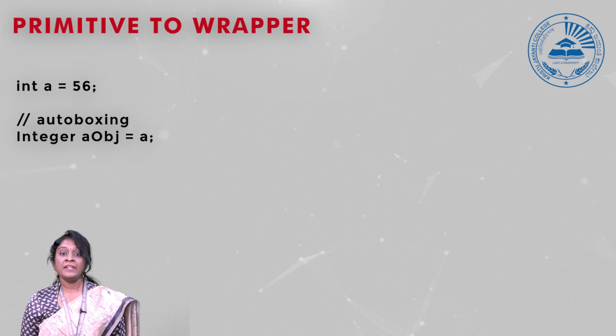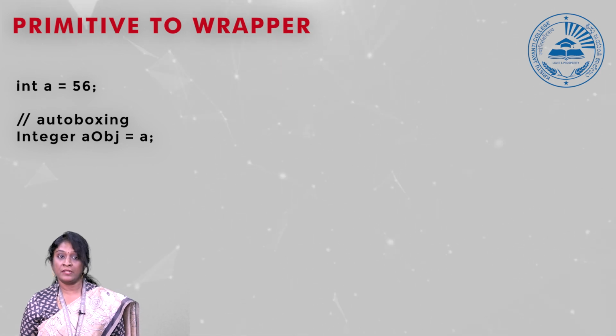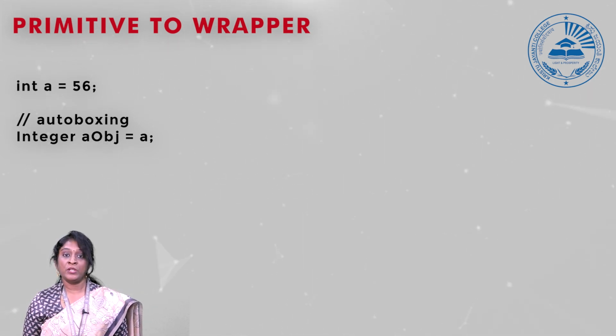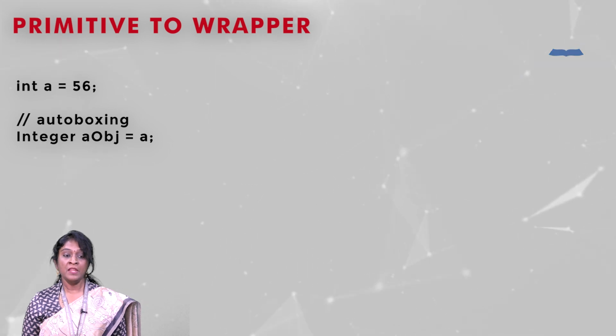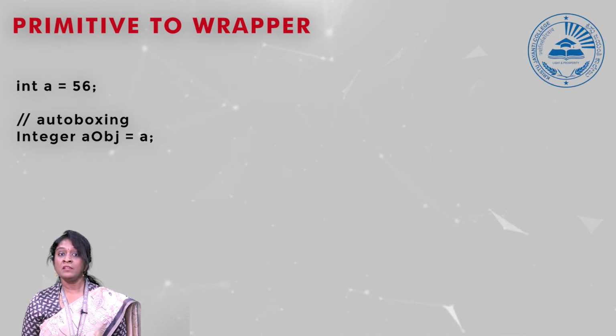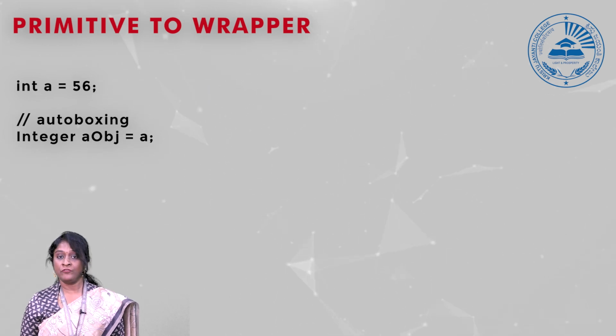This is an example for the conversion of the primitive data type to the wrapper data type. Here int a = 56. Here int is the primitive data type, and autoboxing will automatically convert the primitive data type to the wrapper data type. Here Integer is the wrapper class and aObject is the wrapper object, and it holds the value of a, which is 56.